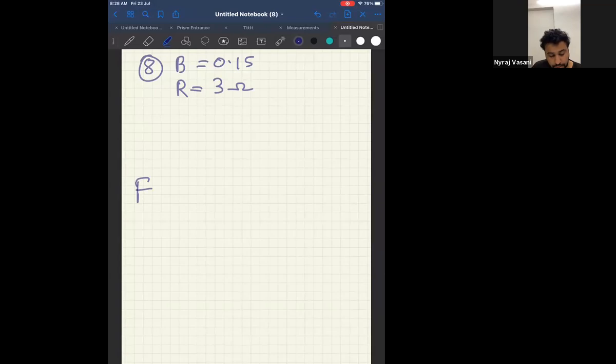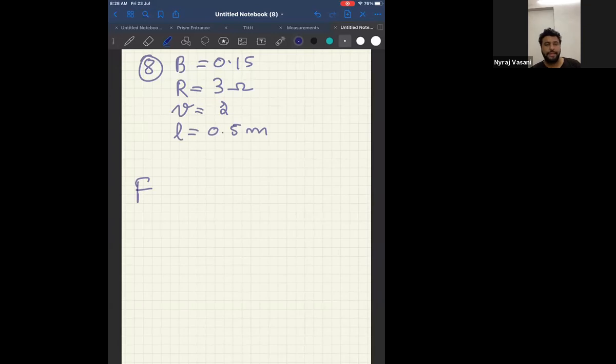needed to move the rod with the constant speed of 2 meters per second. Okay. Now from the diagram, I get the length. Look, the length is 0.5 meter. Just check.